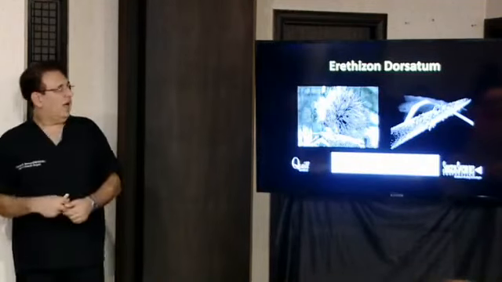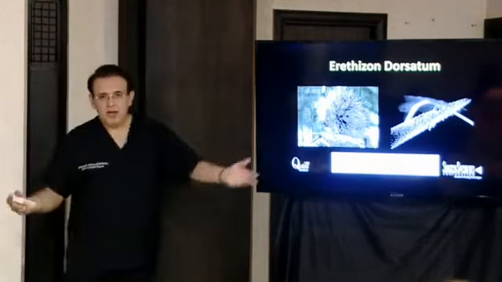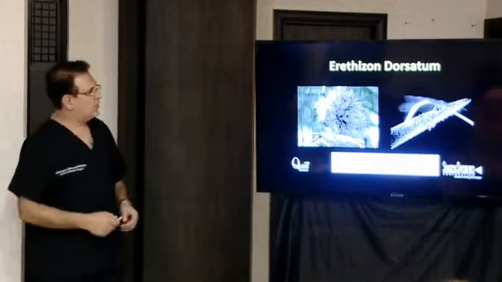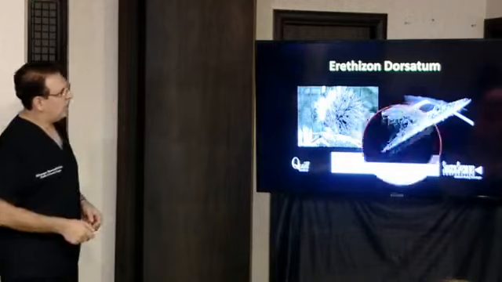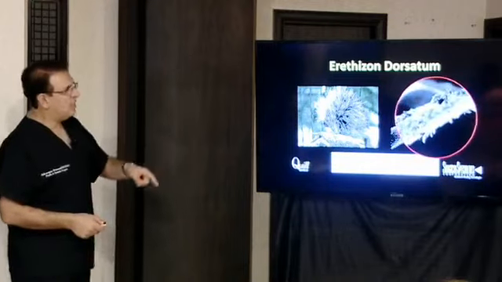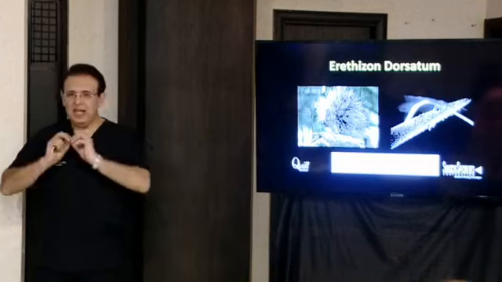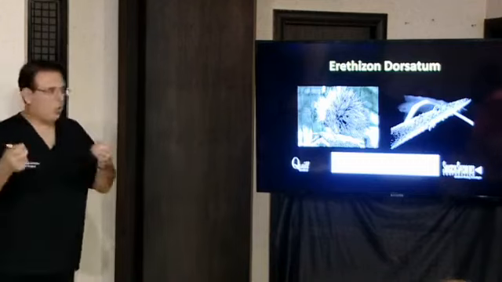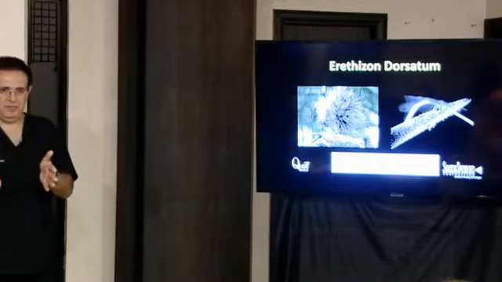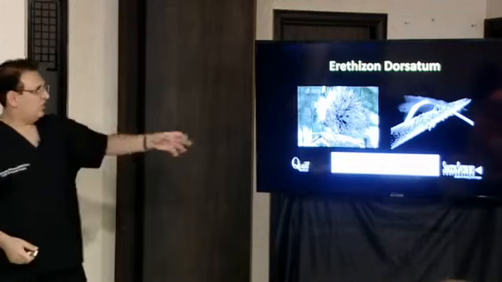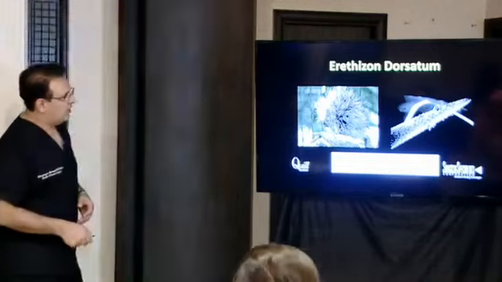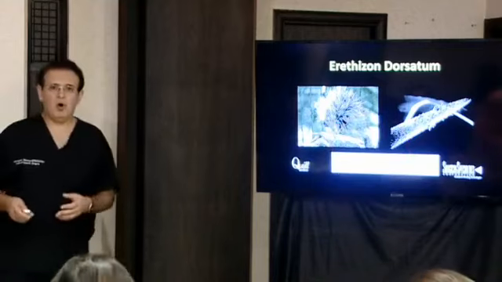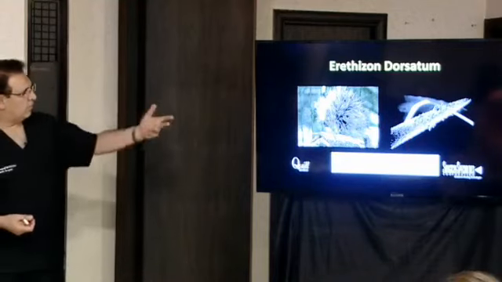Right. Erethizon dorsatum, the porcupine, has these quills, and these quills have small little spikes. Against its enemies, it lets this quill go, and it gets stuck to the skin, and it's very difficult to remove. So this was the concept behind the first barb sutures, or the cogs.